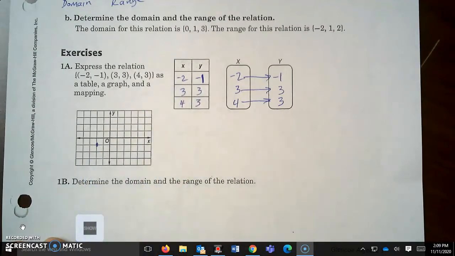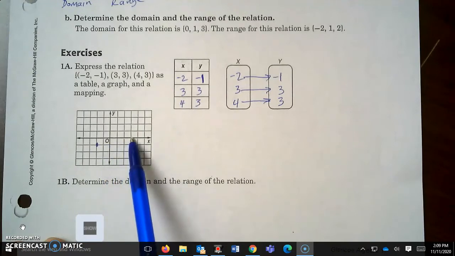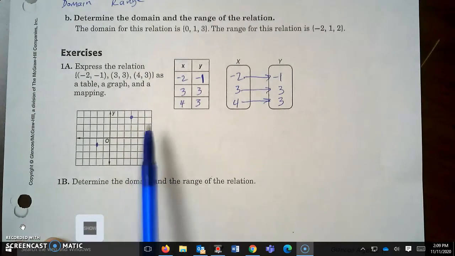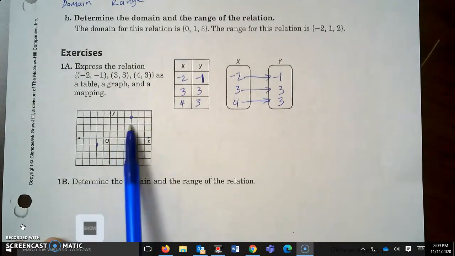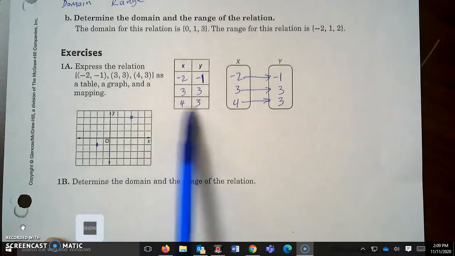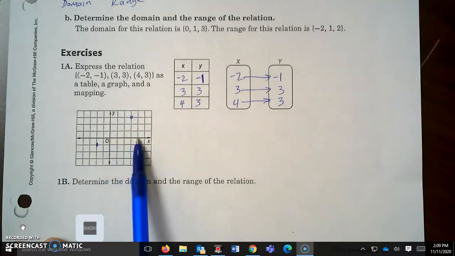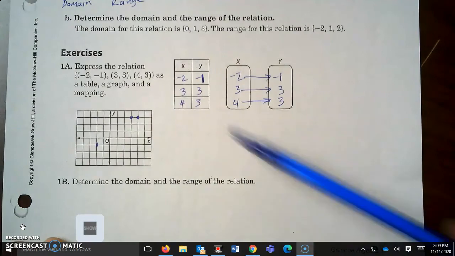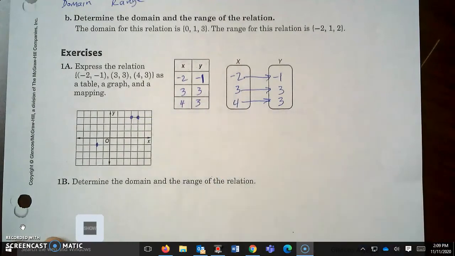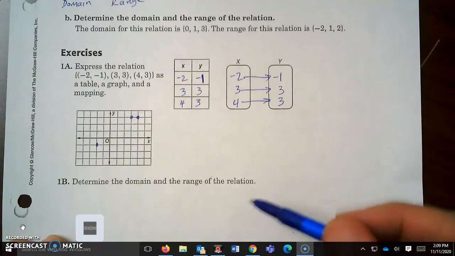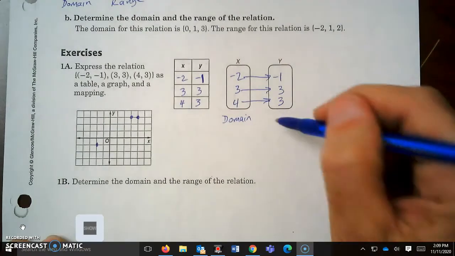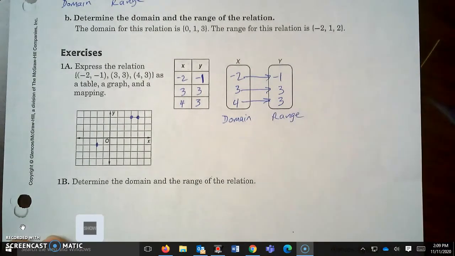That's that one. And for 3, 3, +3 for X, +3 for Y, puts me up here. See? Start at the origin. 1, 2, 3, 1, 2, 3. That's that point. And 4, 3 is very similar. X is 4. I count over 4. Y is 3. It should be right next to that one. They both have the same Y number. See, those 3's are the same? That's why they're the same height. Okay, determine domain and range. As I showed you in the example above, domain, the input numbers, range, the output numbers.